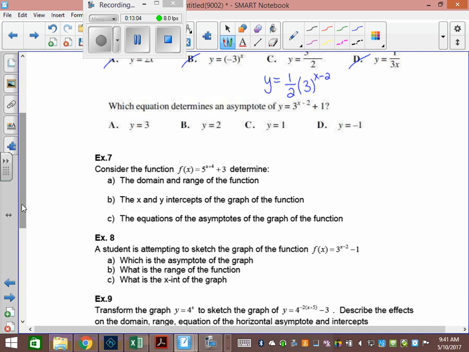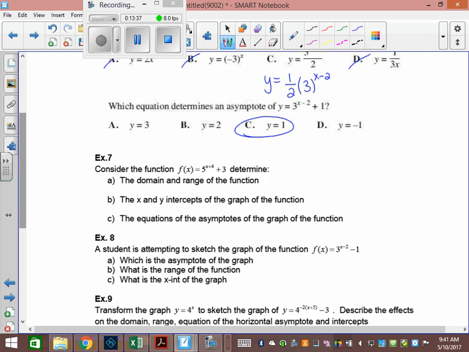Which equation determines the asymptote? I take away the +1 at the back. What's my asymptote? Y equals 0. I add the +1 at the back. What's my asymptote? 1. Didn't have to put in my calculator. Didn't have to do anything. I had a horizontal asymptote at 0. I moved it 1 up. So it's not at y equals 0 anymore. It's at y equals 1.